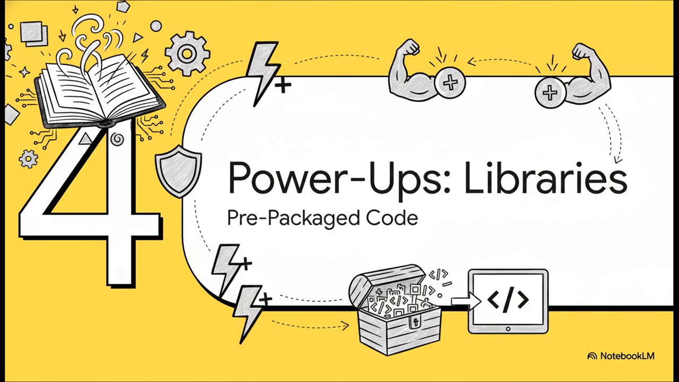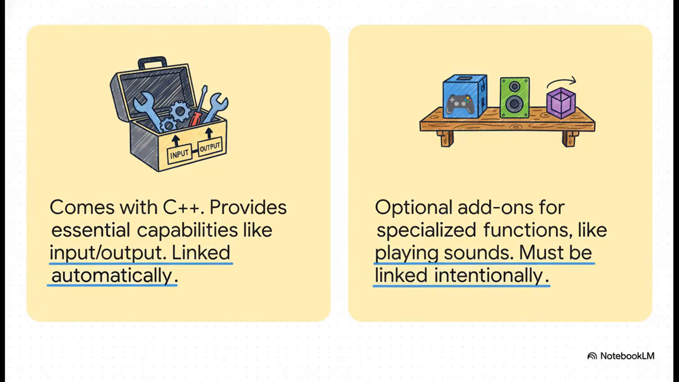Now, I've said the word libraries a few times, and they are absolutely crucial to modern programming. So what are they? Honestly, the best way to think of them is like pre-packaged toolkits, or maybe even power-ups for your code. They give your program incredible abilities without you having to reinvent the wheel and write every single line from scratch. And you're going to run into two main kinds of libraries. First, you have the standard library. This basically comes in the box with C++. It provides all the essential, fundamental tools, like being able to print text to the screen using IOStream. It's so important that the linker knows to pull it in automatically.